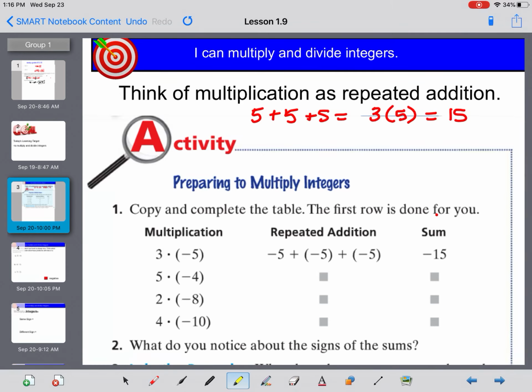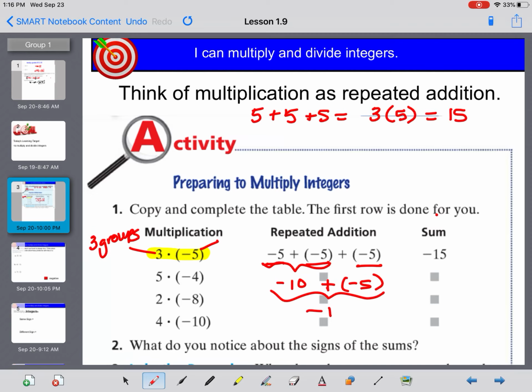The first one is 3 times negative 5. That means 3 groups of negative 5. So here is my 1, 2, 3 groups of negative 5. Negative 5 plus negative 5 is negative 10. Negative 10 plus negative 5 is negative 15.